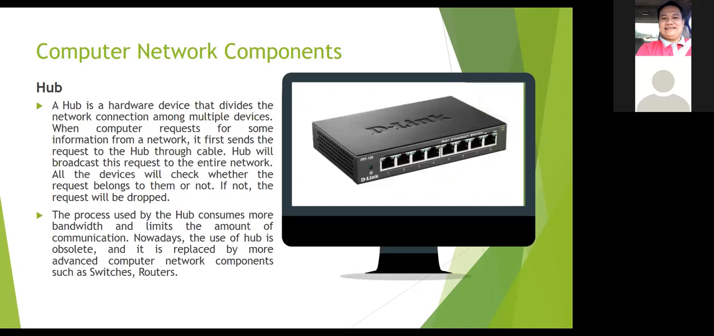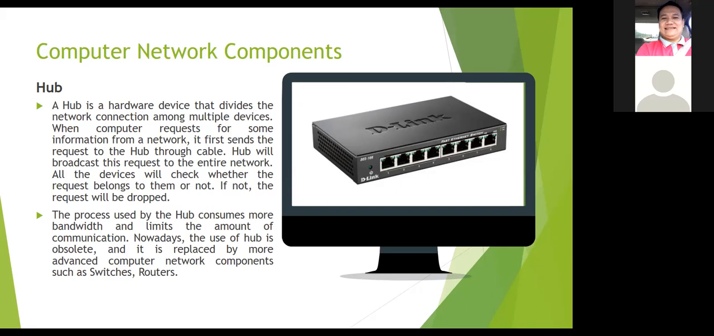The next one will have the hub. The hub is a hardware device that divides the network connection among multiple devices. When computers request for some information from a network, it first sends the request to the hub through a cable, and hub will broadcast this request to the entire network. All the devices will check whether the request belongs to them or not. If not, the request will be dropped. The process used by hub consumes more bandwidth and limits the amount of communication.